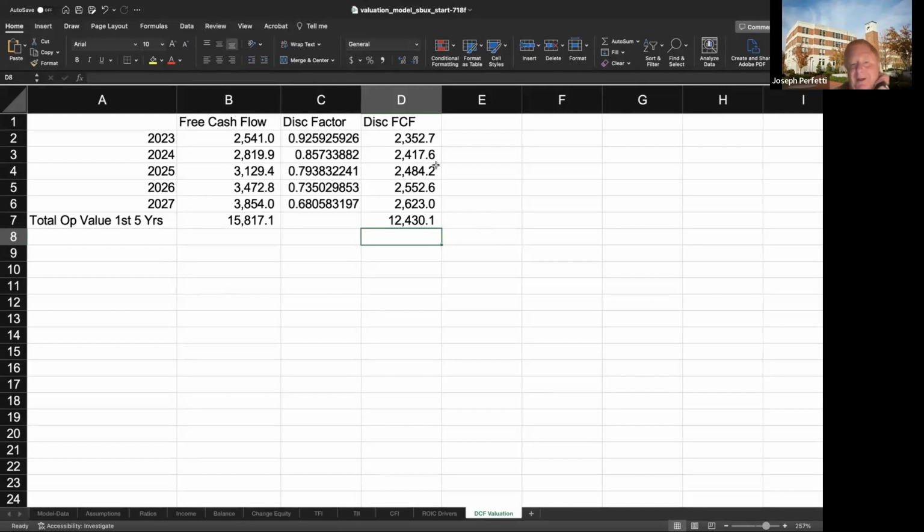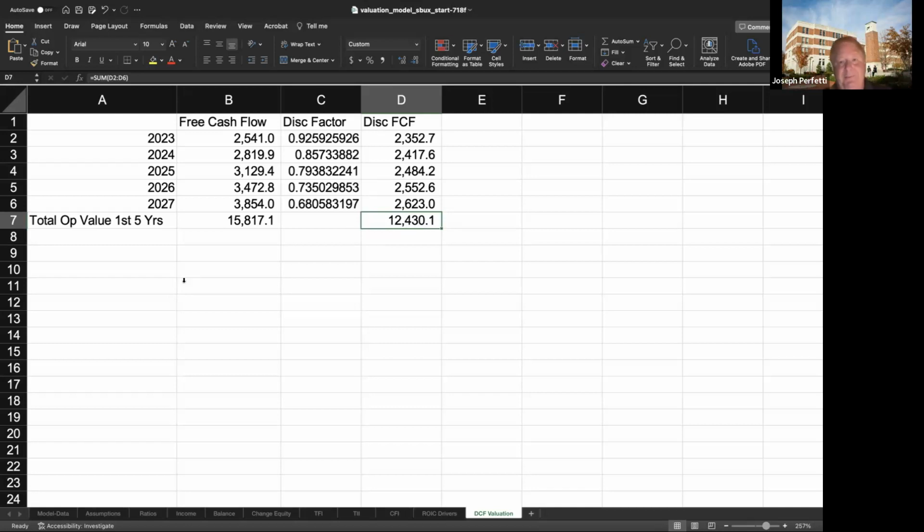All right. But here's the key point. 5 years of free cash flow, added up, present value. That's the value of the first 5 years. Year 6 going forward, it's called the continuing value period. What's Starbucks going to be worth long-term after year 5? Because it's not going to just go away after year 5.